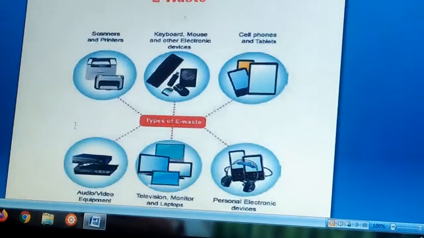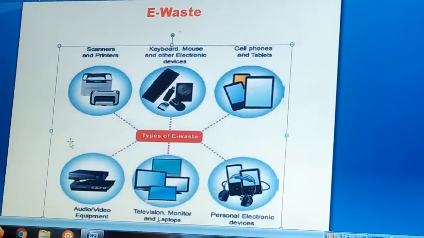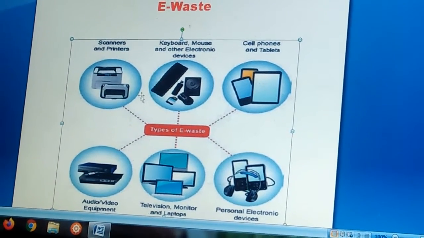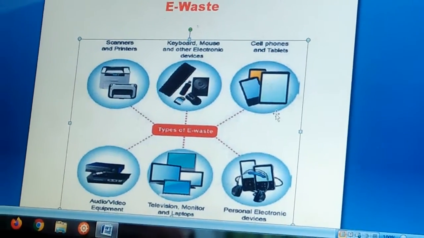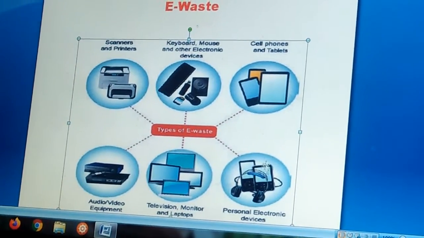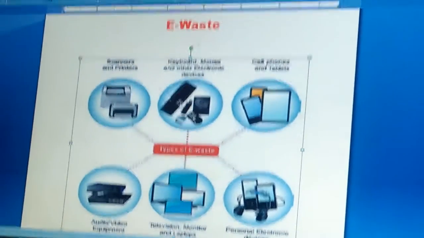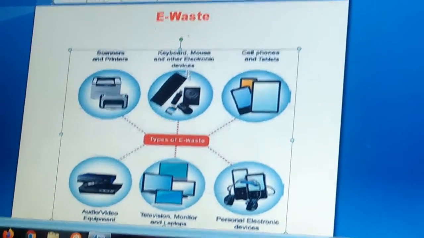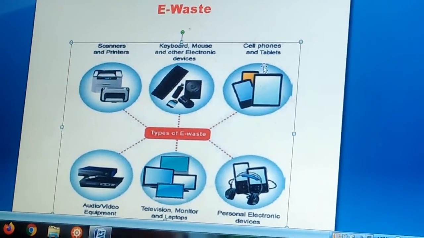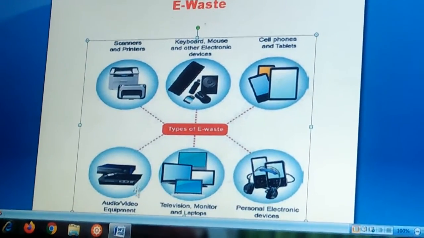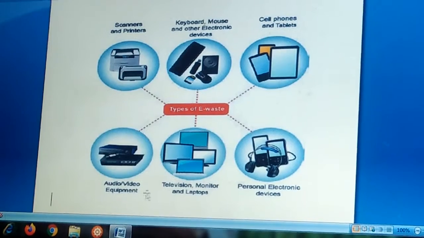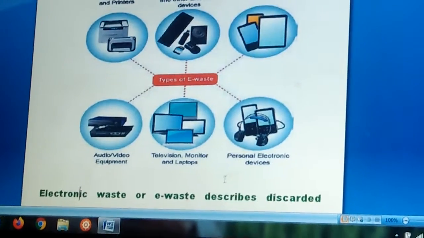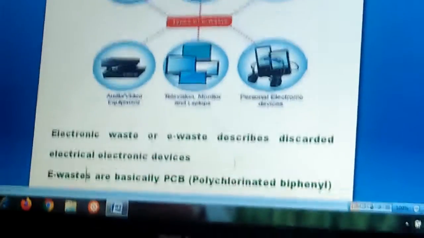Okay, then next we can see e-waste. E-waste is nothing but electronic waste. These are the main sources of e-waste. You can see the picture of types of e-waste. Mainly from computers and electrical and electronic goods: scanners, printers, keyboards, mouse, and other electronic devices, cell phones, and tablets. Then audio and video equipment, television, monitors, laptops, and personal electronic devices. All these things generate electronic waste, or e-waste.